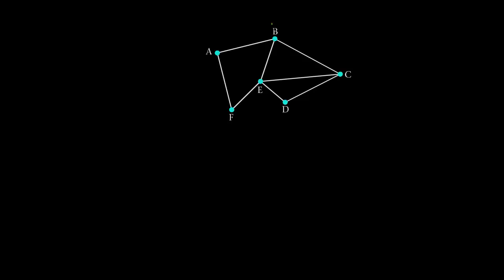So we have B, three arcs connected to it, and we have C. So these are the odd vertices. We have to start from one of these and then end at the other. So we can do B, A, F, E, B, C, E, D, and then we end at C.